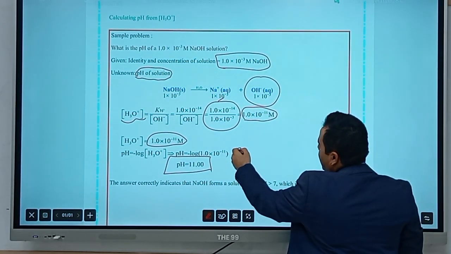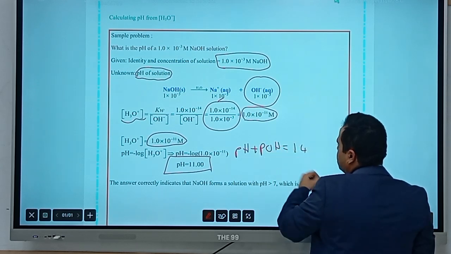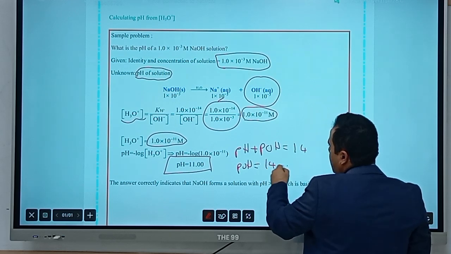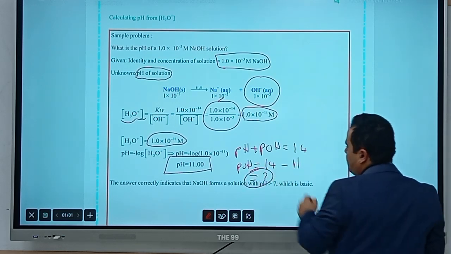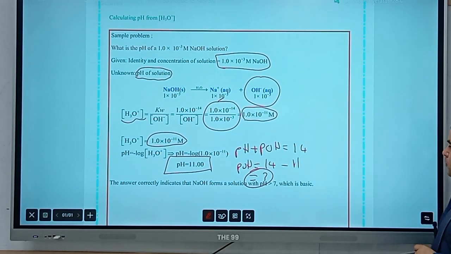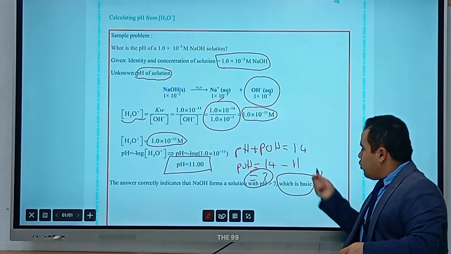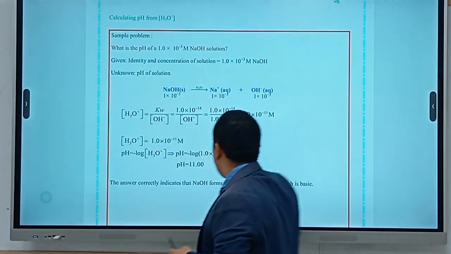Why? Because pH plus pOH must be equal to 14, and pOH is equal to 14 minus 11, which is equal to 3. So the pOH of the solution is equal to 3. That's why it's a basic solution, because pH is higher than the pOH.